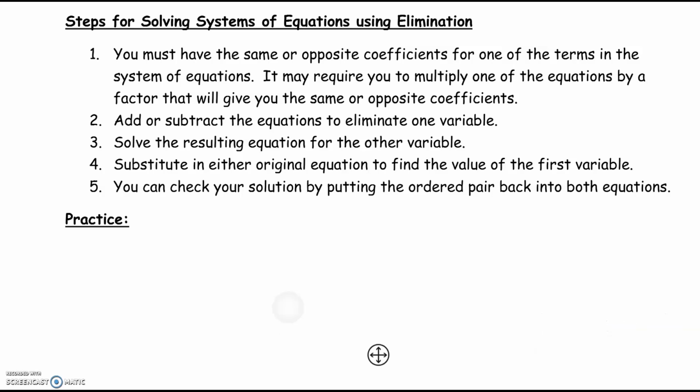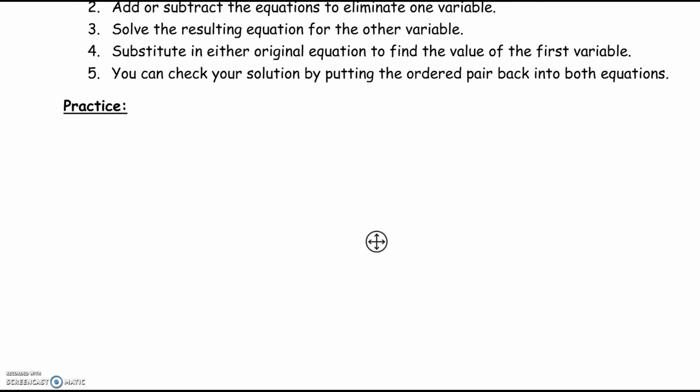Step 2 says you will add or subtract the equations to eliminate one variable, and that depends on if your coefficients are opposite or the same. Step 3 says solve the resulting equation for that variable. So then you'll have an answer for that variable and you'll substitute it back into the original equation, or either equation, it really doesn't matter, to find the value of the first variable.